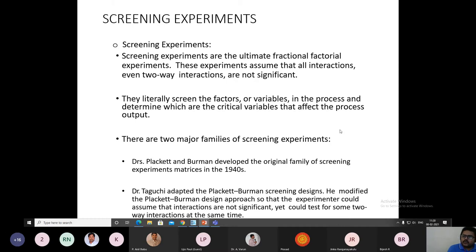If you perform RSM, you will not find which one is giving the major contribution. But if you perform screening experiments, like if you apply Taguchi, then you will find which one is giving the major contribution in the study.